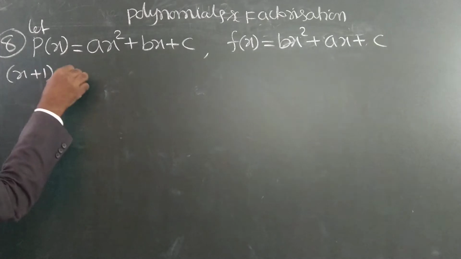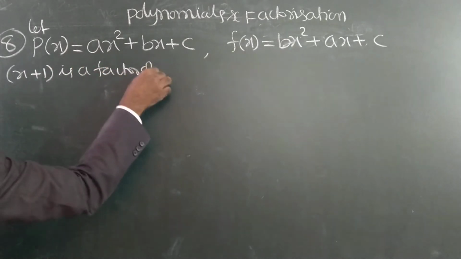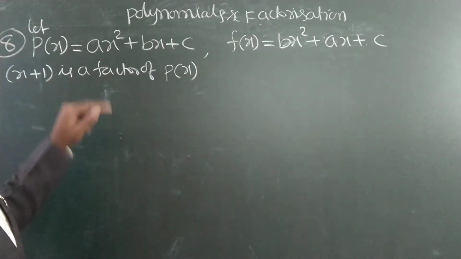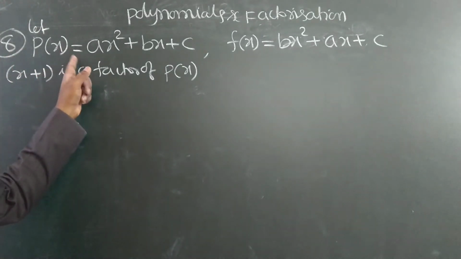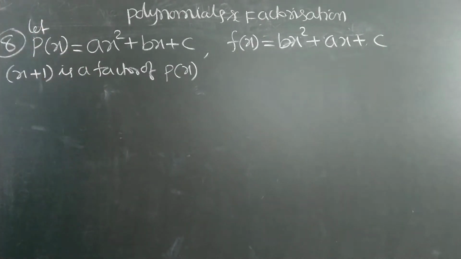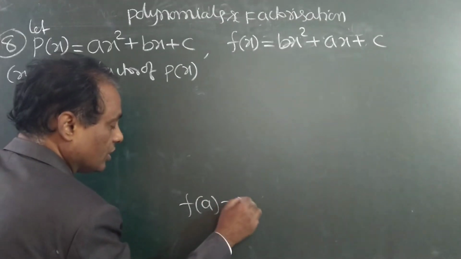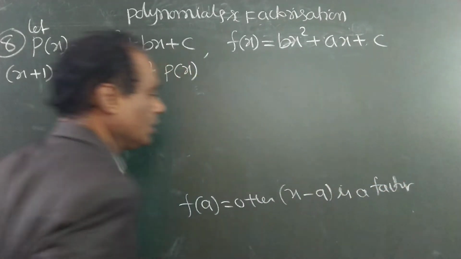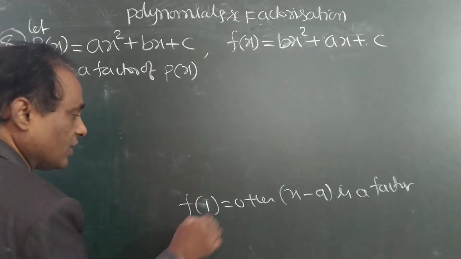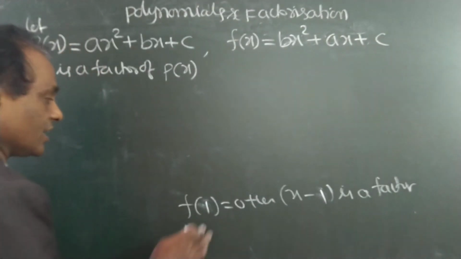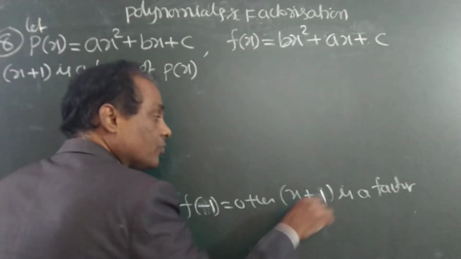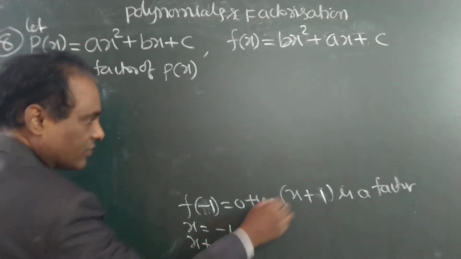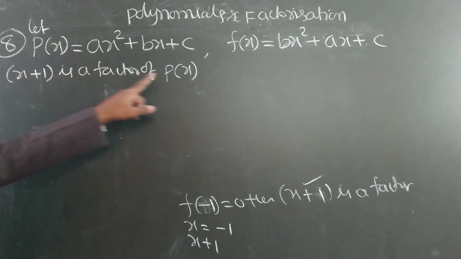X plus 1 is a factor of this. It is given in the problem that x plus 1 is a factor. According to the factor theorem, if f of a is equal to 0, then x minus a is a factor. This is the factor theorem statement. That means if f of 1 is 0, then x minus 1 is a factor. If f of minus 1 is 0, x plus 1 is a factor, because with x equal to minus 1, we take it to this side and x plus 1 is a factor. So it is given that x plus 1 is a factor.